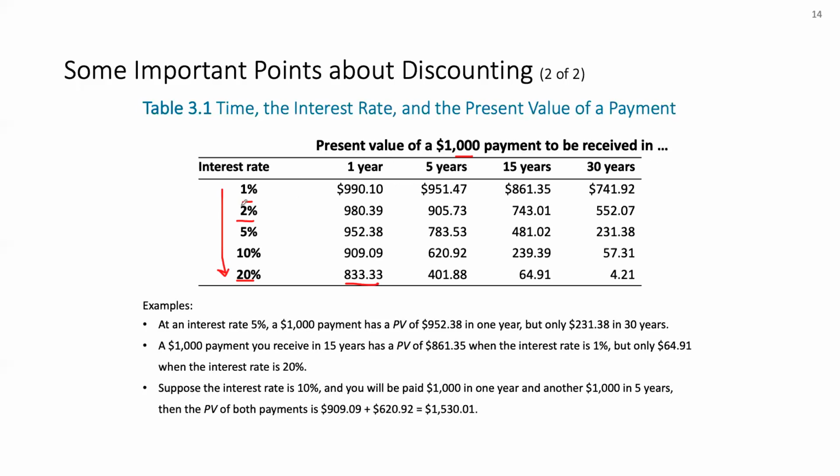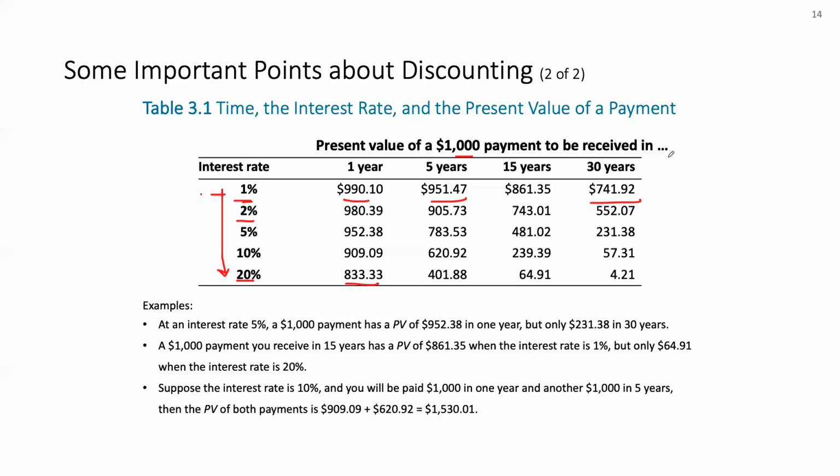Holding the interest rate fixed, the longer I have to wait for this payment, the lower that value is going to be. So if this $1,000 payment is going to come 1 year from now, then it's worth $990.10 to me today. But if the same $1,000 payment is going to be made 5 years from now, it's only worth $951.47 to me today. And if it's going to be paid 30 years from now, it's only worth $741.92 to me today, right? So if I fix the interest rate, based on the time to maturity, the present value of those investments also comes down.